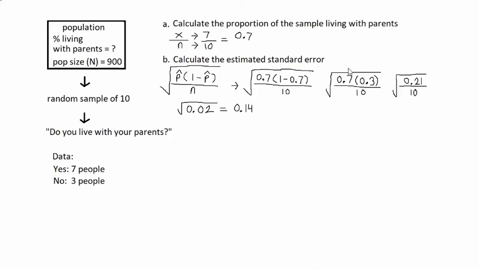So what we do is 0.7, well, first of all, 1 minus 0.7 in parentheses, that's 0.3. Then 0.7 times 0.3 is 0.21. 0.21 divided by 10 is 0.02 to two places, and the square root of that is 0.14. And at this point, we have our estimated standard error for the sample proportion, and we're finished.